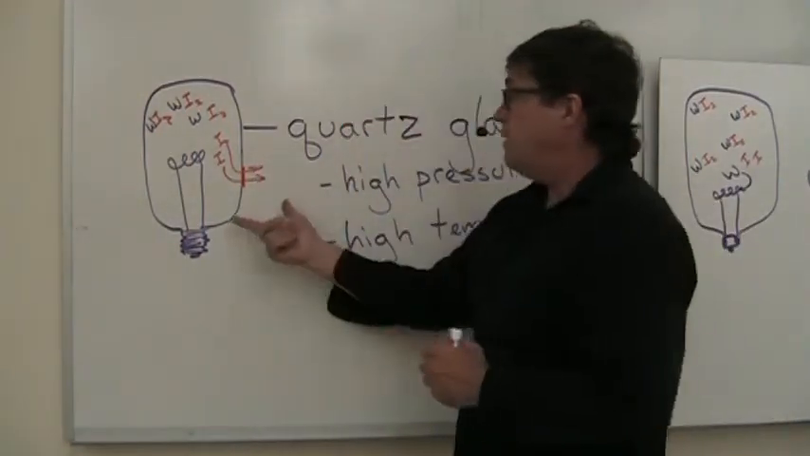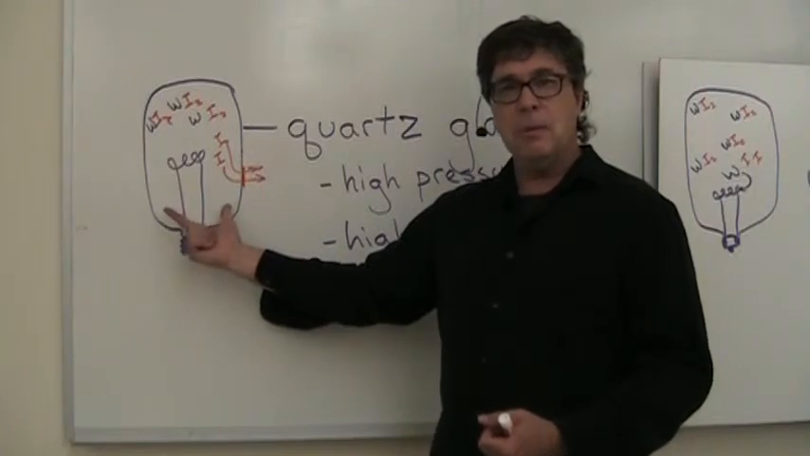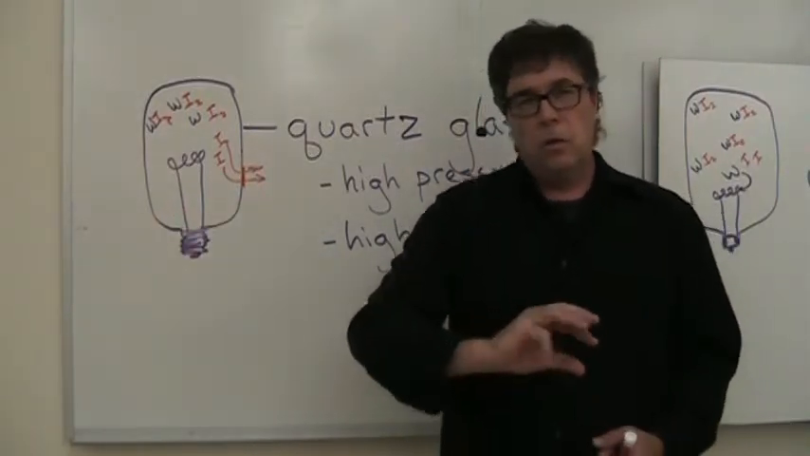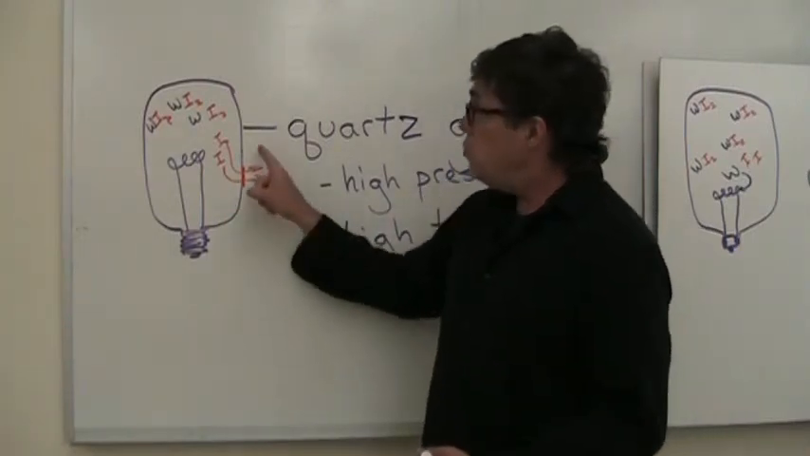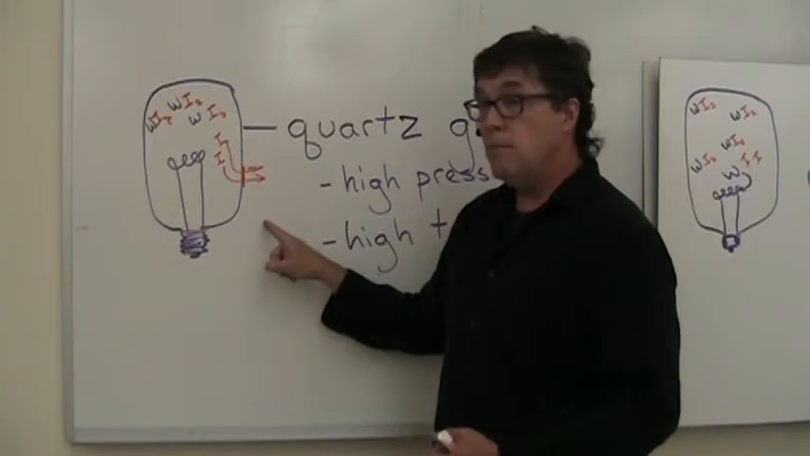If you've changed a halogen bulb, you know that the directions say, don't touch this with your fingers. Handle it with a cloth, a clean cloth, or a Kleenex or something so that you do not get the oils from your fingers on the halogen bulb.